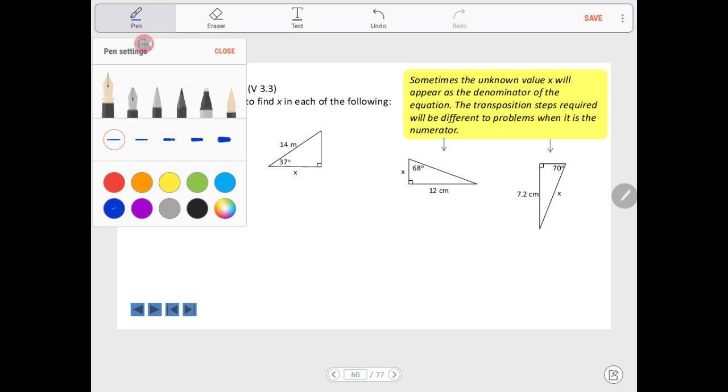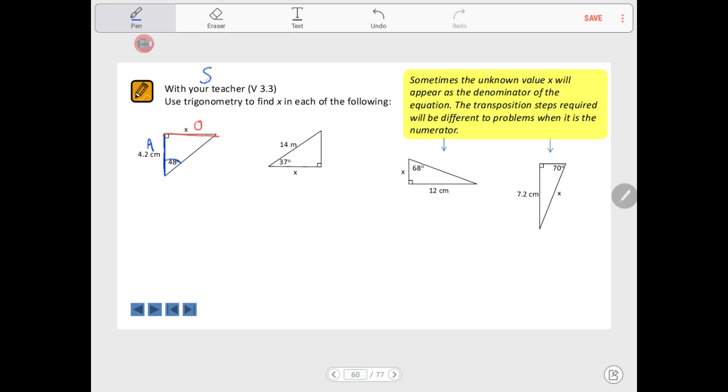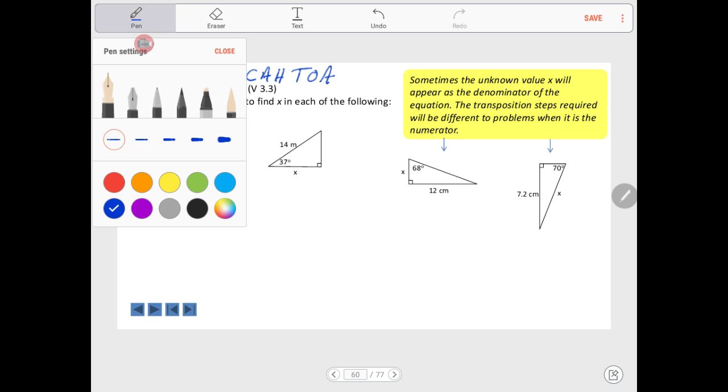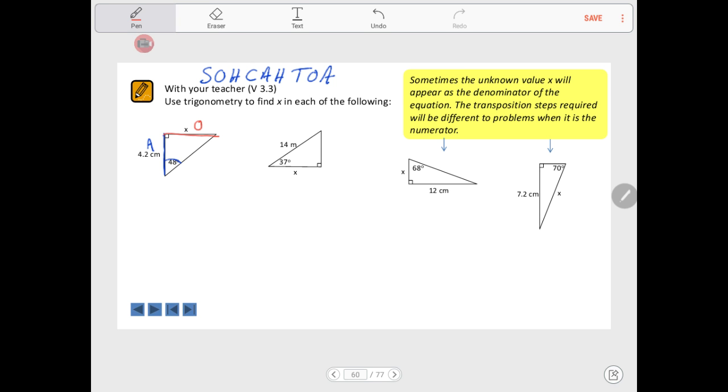Okay, so let's refer back to that word, Sohcahtoa. Well, why is this useful? Well, I know that I want to find the opposite side here, and I've got the adjacent side. So those are the two sides that are involved. There they are together there, O and A. That means I need to use T for tangent.